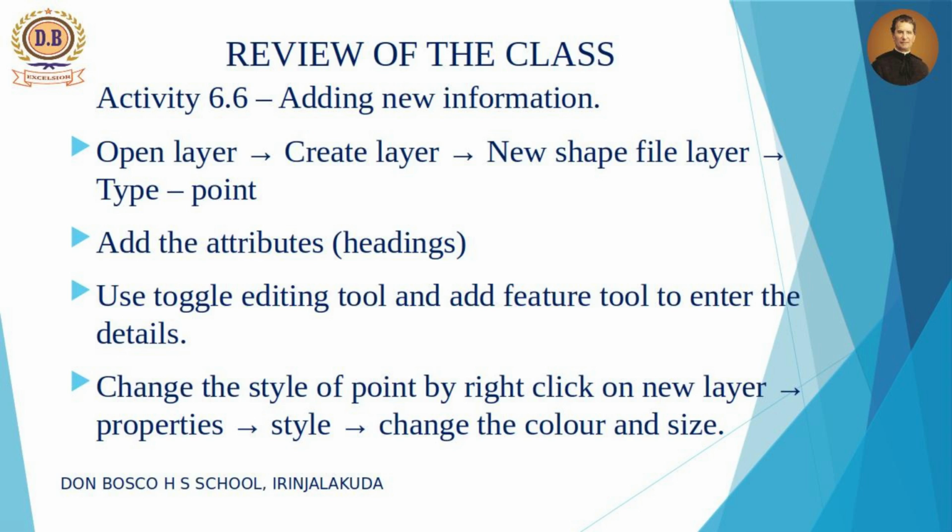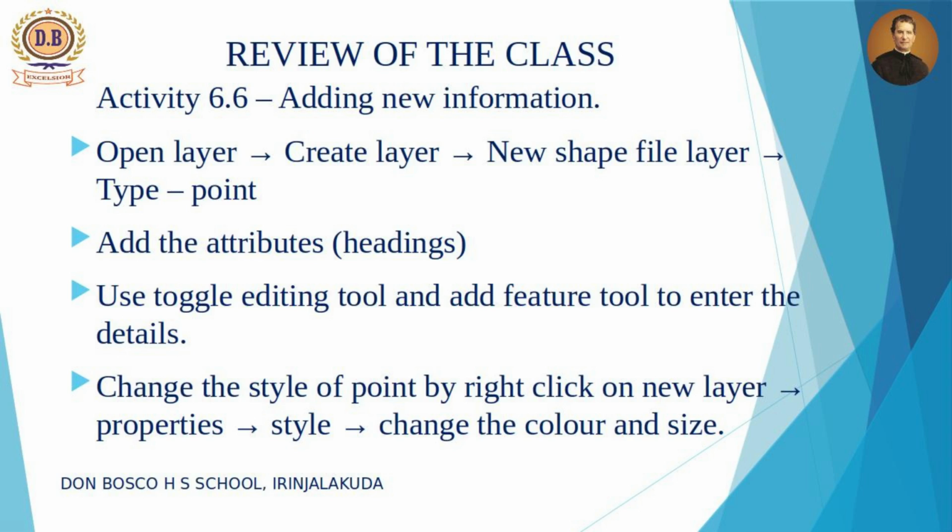So hope you all have understood about the activities which we have discussed today. In today's class, you have learned about activity 6.6 in your textbook, how to add new information in the map. For that, open layer menu, create layer and take new shape file layer and choose the type as point. After that, add the attributes, which means headings in that window. Then we can add or enter the details using toggle editing tool and by using add feature tool to enter the details.